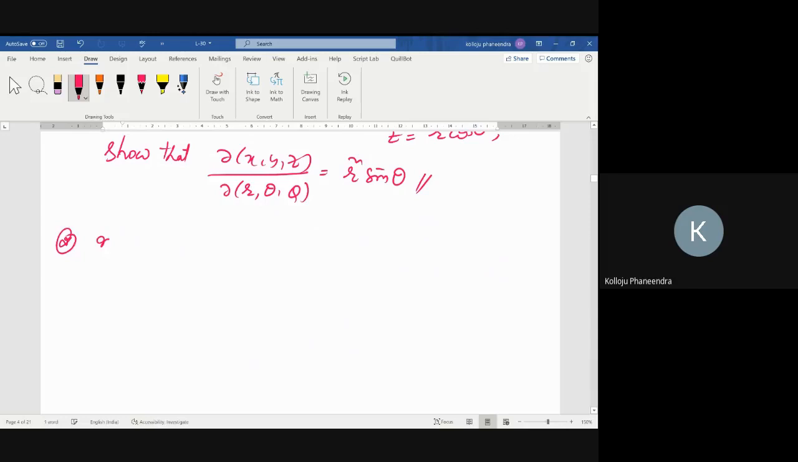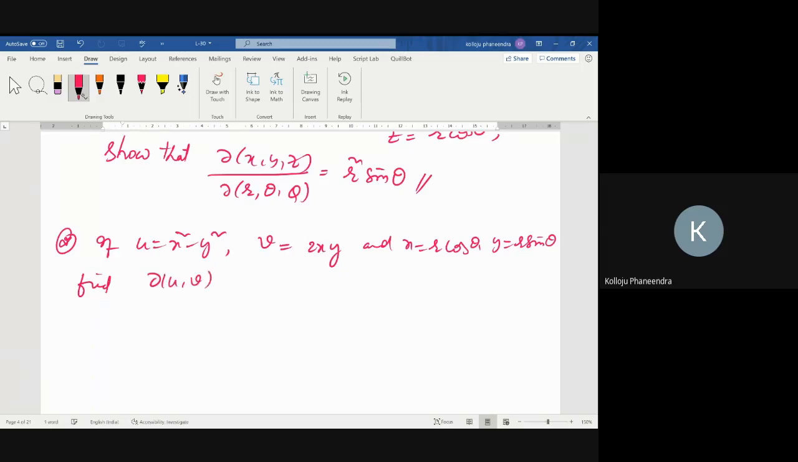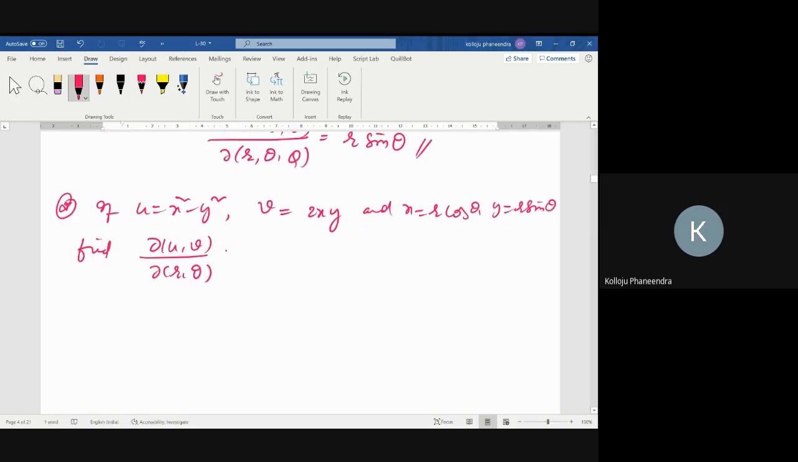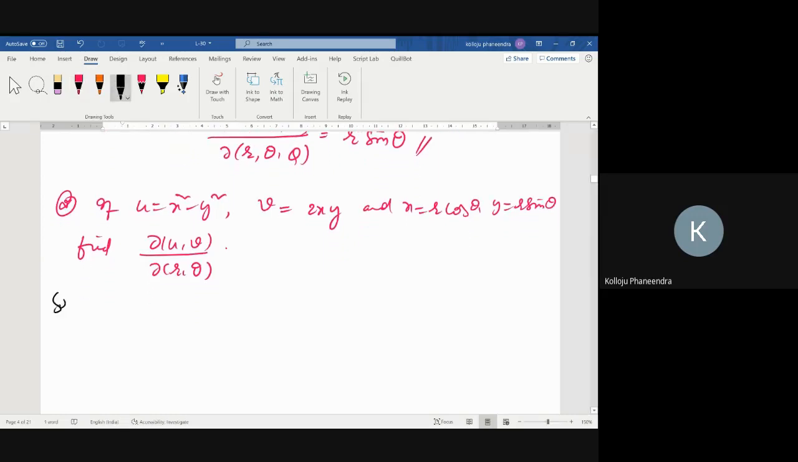Take this. If u equals x squared minus y squared, v equals 2xy, and x equals r cos theta, y equals r sin theta, find the Jacobian of uv with respect to r theta. Okay, now the solution. Actually, what is here?